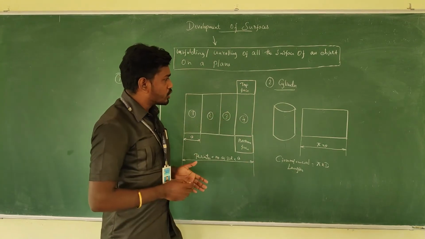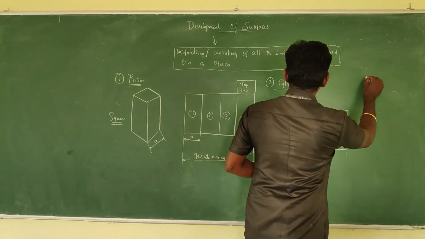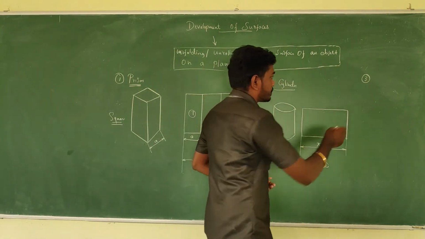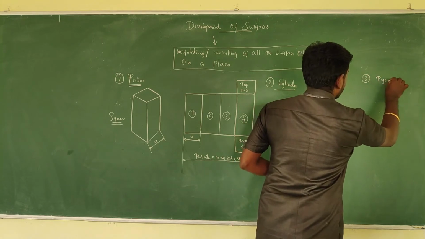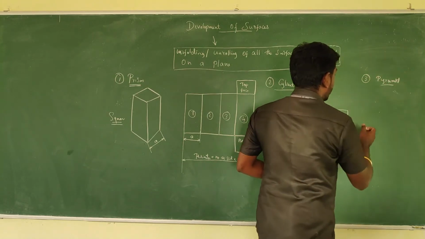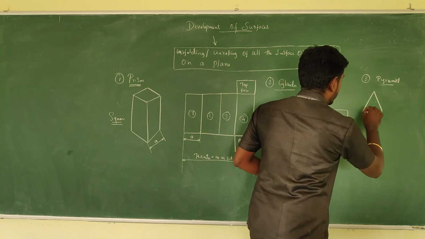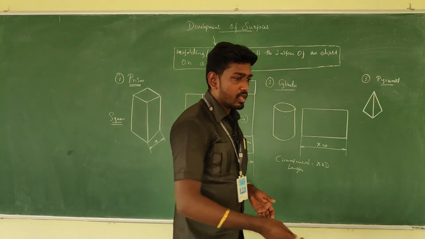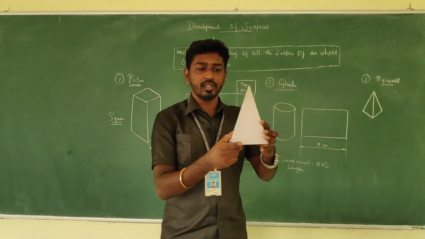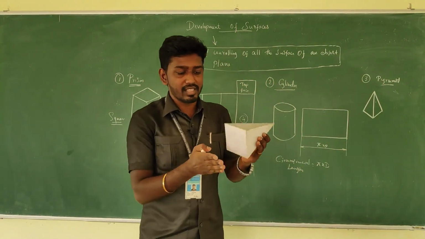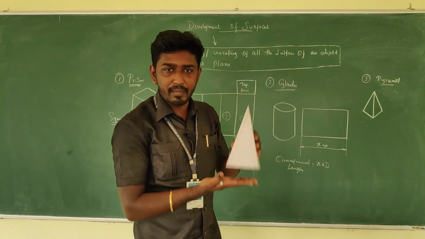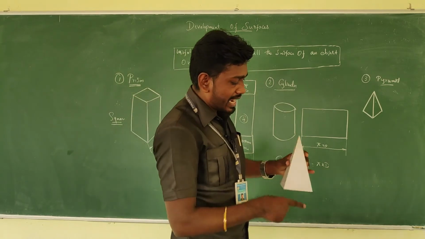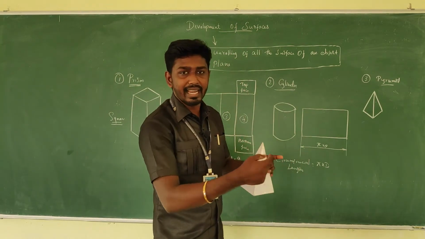When you go to the third one, I can show the pyramid. Here just assume a square pyramid. I have the 3D model. So this is a square pyramid. It has one base, and this is the apex or vertex. These are the triangular faces, these are the slant edges.